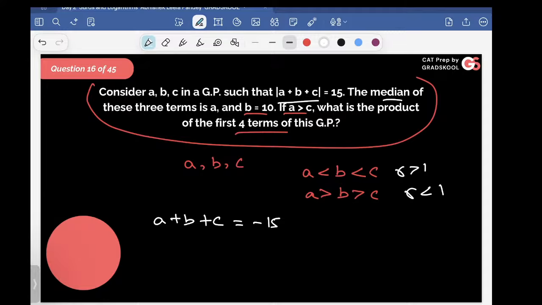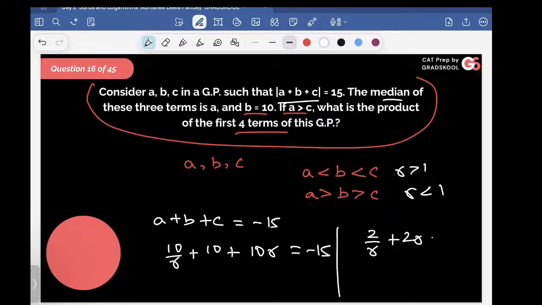So if you solve that, I can assume B is 10. So B is 10, I can say A is 10 by r, and C is 10 times r. Let this be minus 15. Let us solve this. I think we'll make a quadratic equation over here. This minus 10 gives minus 25, which is divisible by 5. So 2/r plus 2r must be equal to minus 5. All right, let's calculate.